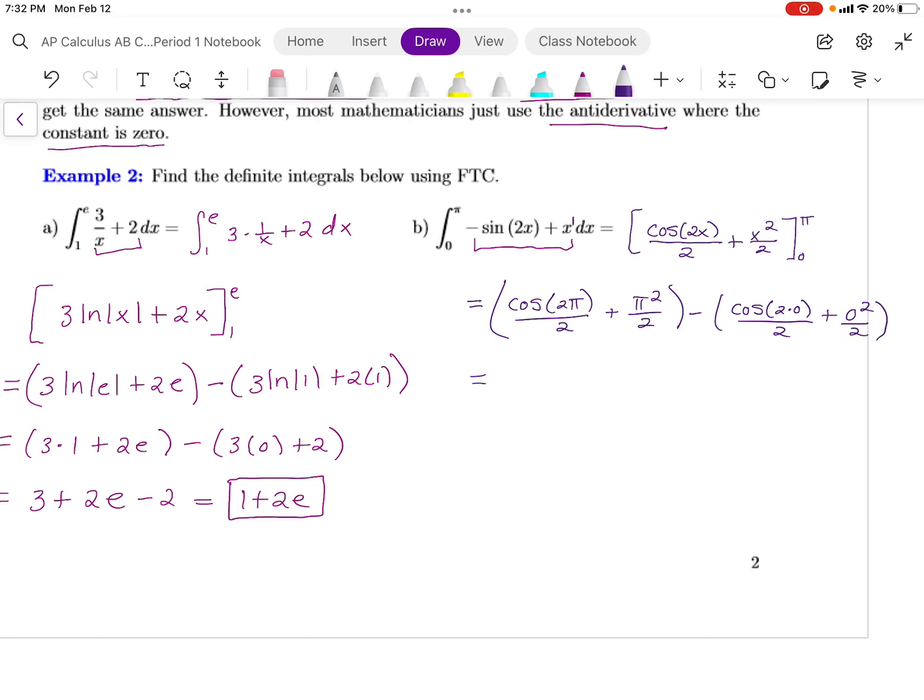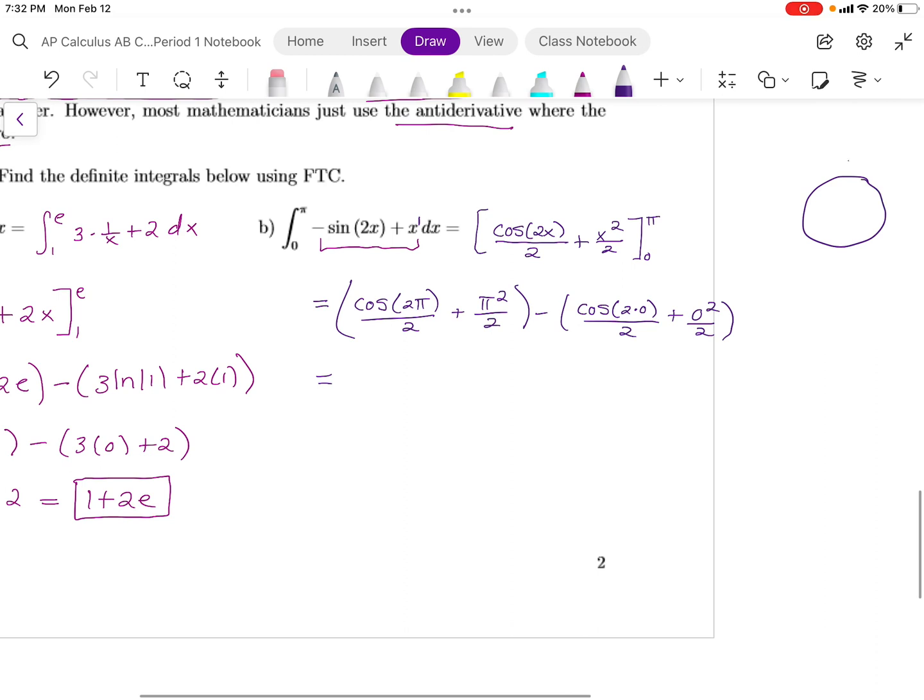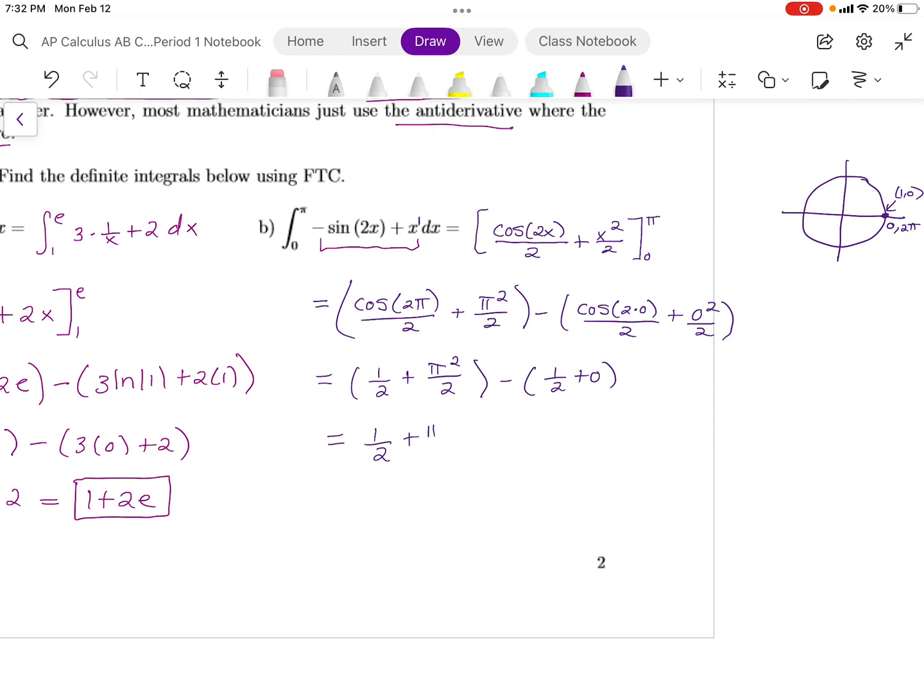And so simplifying this, cosine of 2 pi would be 1, right? If I draw out the circle, 0 and 2 pi are at the same spot. This coordinate here is 1, 0. Cosine's the x-coordinate. So this would be 1/2 plus pi squared over 2. And then cosine of 0 is 1, so minus 1/2 plus 0. So I get 1/2 plus pi squared over 2 minus 1/2. These 1/2s cancel, so I just get pi squared over 2. And there you have it.